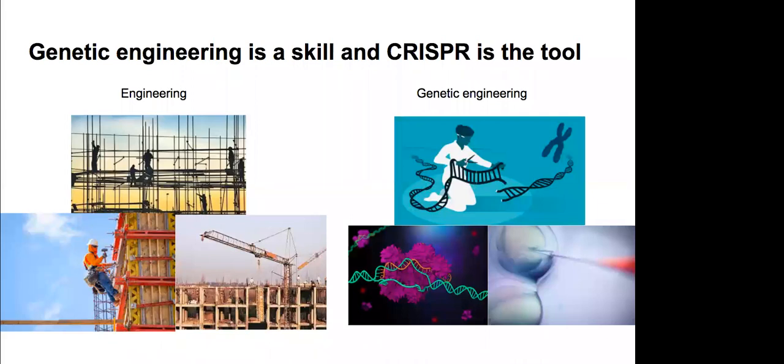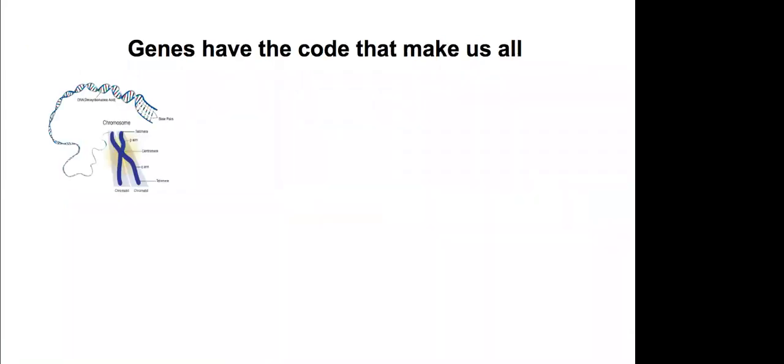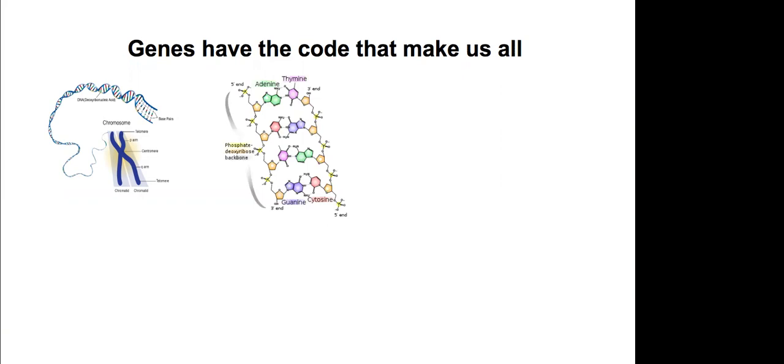You all would be familiar with what engineers do, and the sort of tools they would use to engineer stuff, build things, as you can see on the left side of this slide. On the other hand, what genetic engineers do is something similar. We engineer the genes, and these genes have the codes on chromosomes inside the nucleus in which our DNA is present. Our DNA is present as bases of adenine, thymine, guanine, and cytosine, which are held together by sugar molecules bound to each other by the phosphodeoxyribose backbone. And these two different strands of DNA are held together by hydrogen bonds.